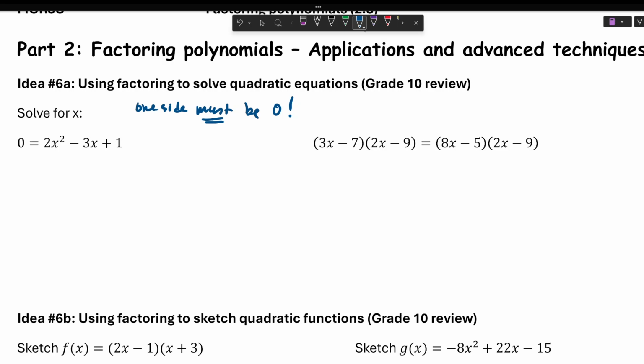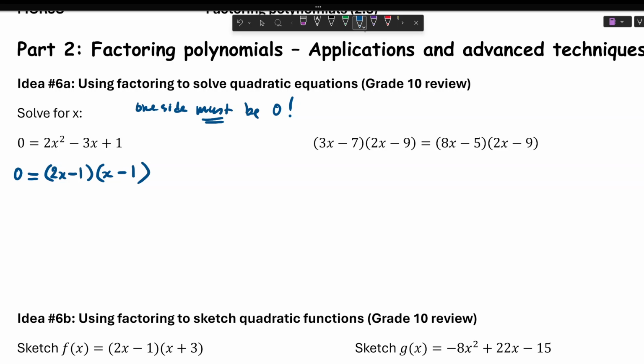So let's say that we have this first one, 0 is equal to 2x squared minus 3x plus 1, and I want to solve it. So you'll notice that this side is 0. That's going to be important for the logic I'll explain in a moment. And the other side, you can check that it can be factored. So in this case, I'm going to say 2x squared could come from 2x and x. 1 could come from 1 and 1, or maybe negative 1, negative 1. If you experiment with it, you'll see that this is the correct factorization of 2x minus 1 times x minus 1.